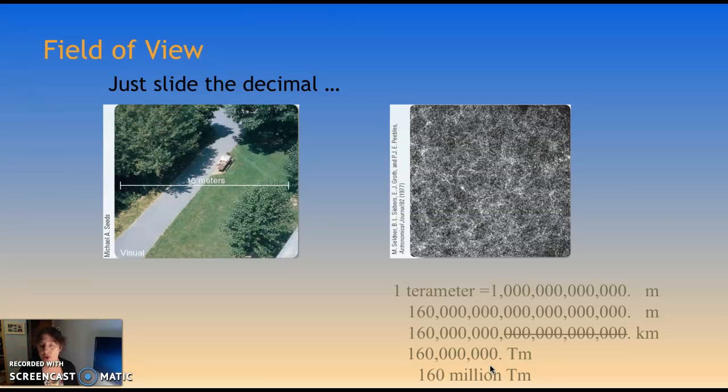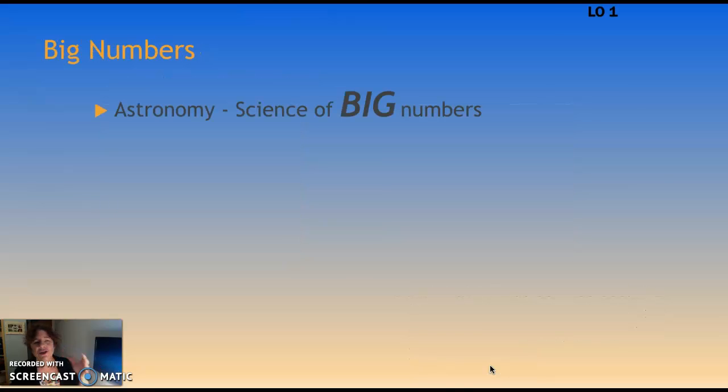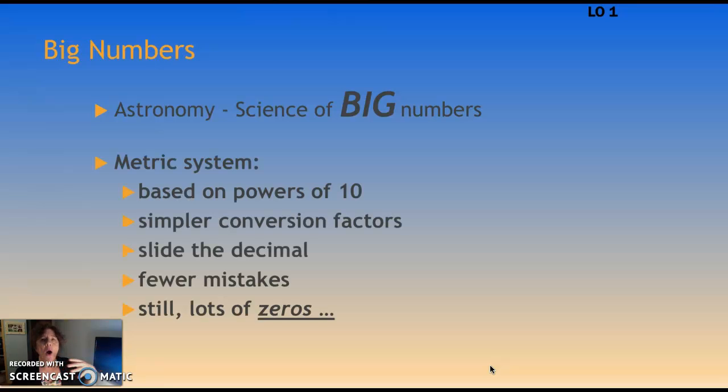And we want to not only simplify the conversions back and forth between meters and kilometers, but we also want to get rid of some of these zeros. So you should know that astronomy is the science of big numbers, and we're going to make it easier by just using those decimals back and forth, using the metric system based on the power of tens. We're going to slide that decimal and make fewer mistakes, but we still have lots of zeros. We're going to get to the zeros next. See you on the other side.